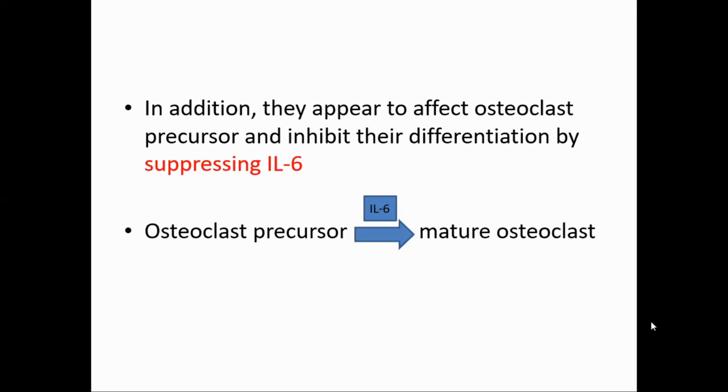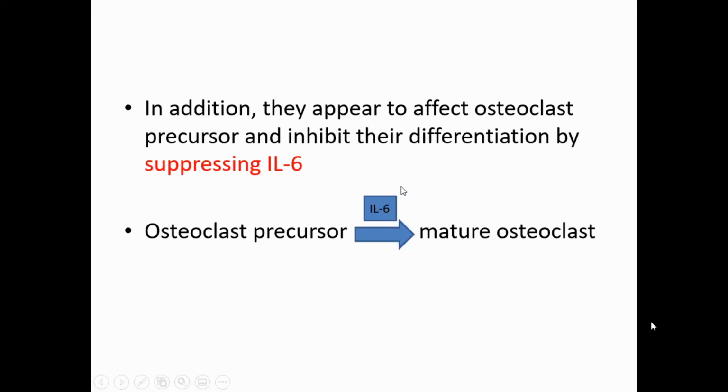And additionally, apart from inhibiting the bone resorption process by causing apoptosis of the osteoclast, it does have another mechanism of action as well. In addition, they appear to affect the osteoclast precursor and inhibit its differentiation by suppressing interleukin 6. For the conversion of osteoclast precursor to the mature osteoclast, which causes bone resorption, there is a requirement of interleukin 6.